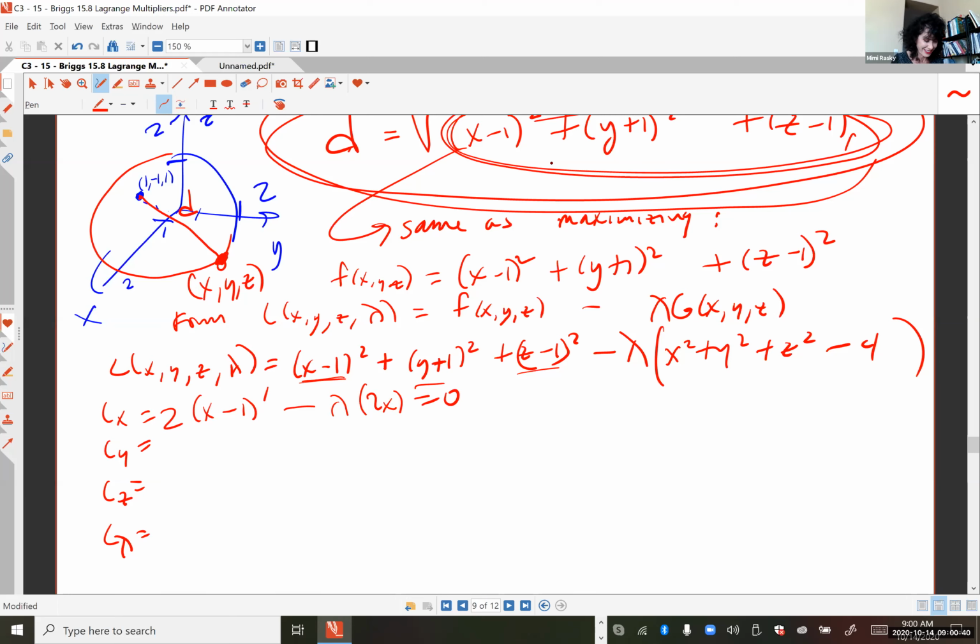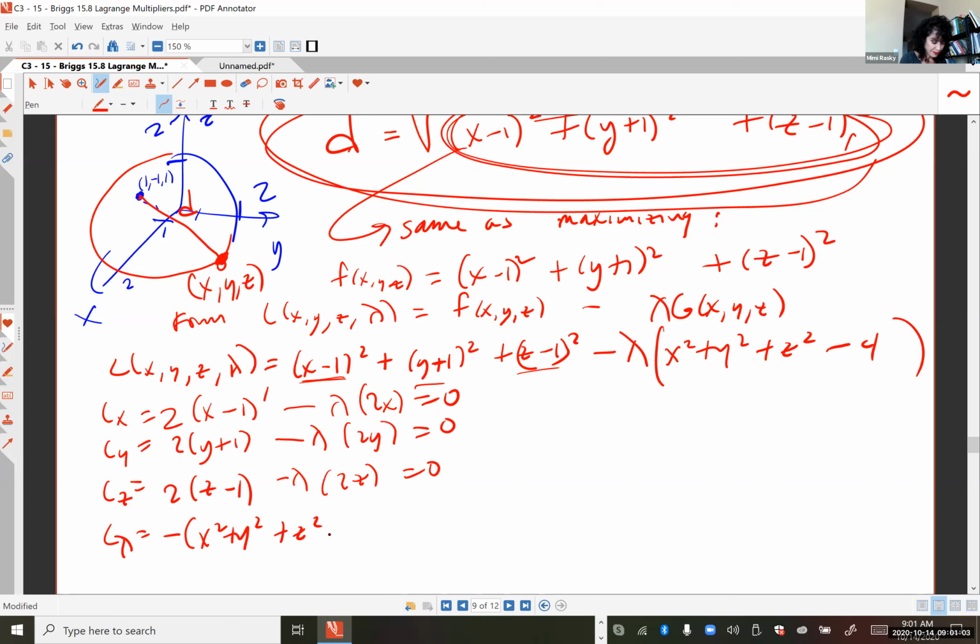Then go get the partial with respect to y. Okay, chain rule again. Minus lambda, 2y, fine. And then get the partial with respect to z. Okay, 2 times the quantity z minus 1 minus lambda 2z equals 0. And then take the derivative with respect to lambda. Well, that's going to be negative this constraint, set it equal to 0. And then if you multiply both sides by -1, you just get the constraint.